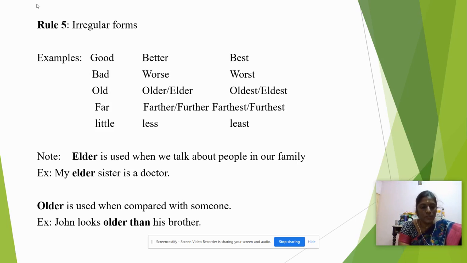Where can we use older? When you are comparing with someone or something else, in that case we use older. This thing is older than the previous one. See the example: John looks older than his brother. When you are comparing anything or person, we use the word older. When we are talking about family members, not comparing but just giving information, we use the word elder. So my elder sister is a doctor, but he looks older than his brother. That's the difference between the usage of elder and older.